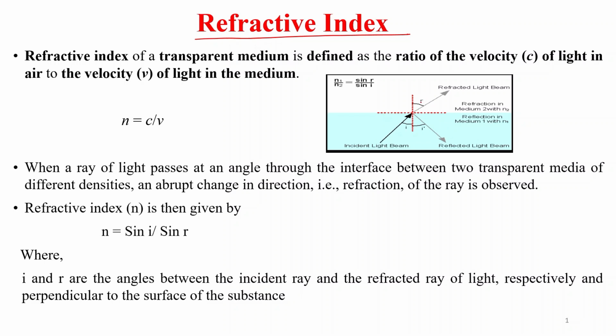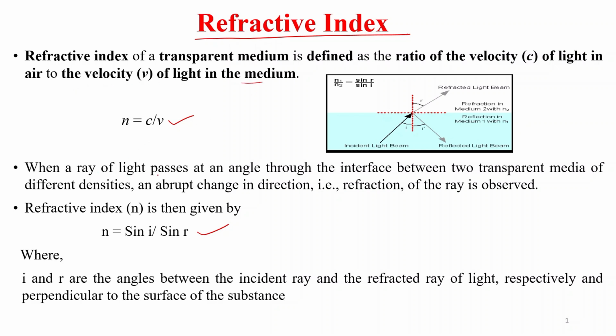And if you want to define refractive index, it is defined as the ratio of the velocity of light in air to the velocity of light in the medium, that is c by v. We can also define it in another way, as sin i by sin r, that is, the sine of the angle of incidence to the sine of the angle of refraction. So the refractive index of a transparent medium is defined as the ratio of the velocity of light in air to the velocity of light in the medium.